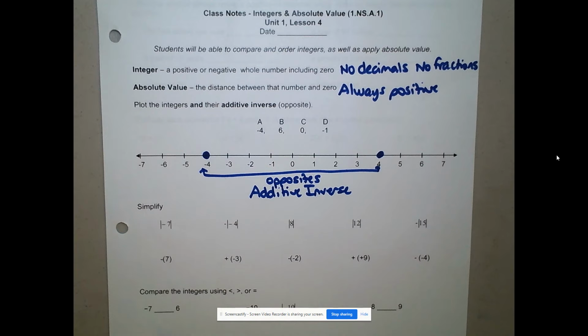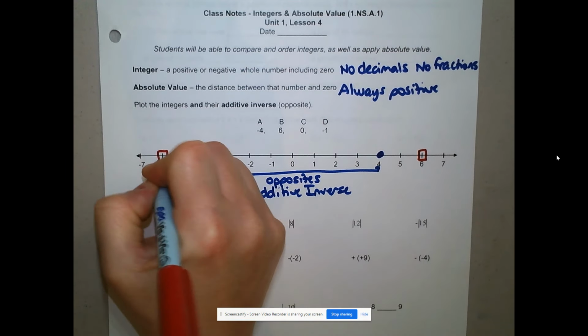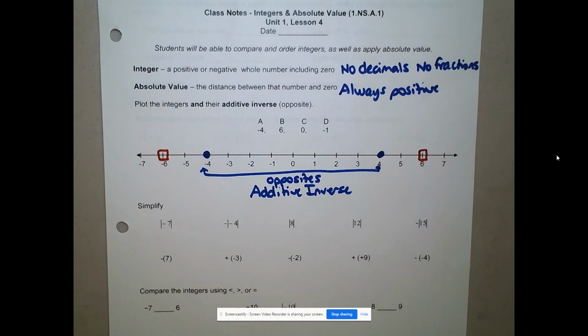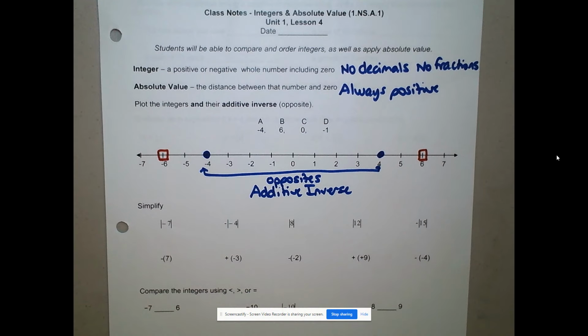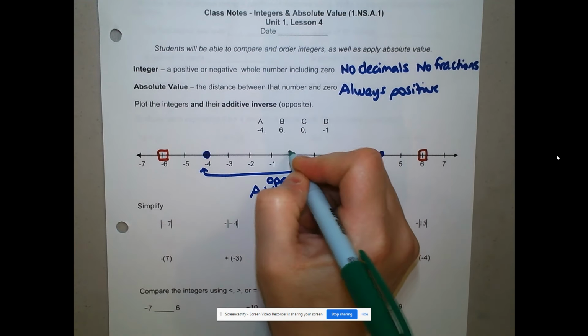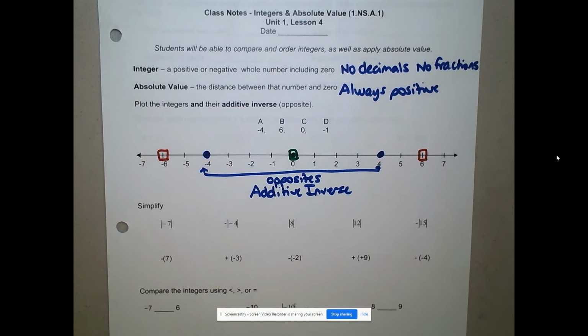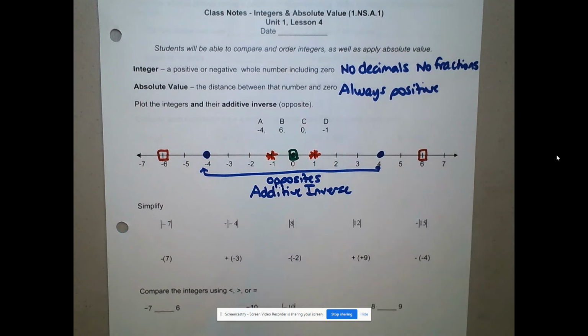The next one on there, B, the number 6. So if you have 6, the additive inverse of 6 is -6. The next number on there, C, is 0. And 0 is its own additive inverse. It doesn't have an opposite. Good for that one. Yay, 0. And last but not least on the list was D, -1. So if we have -1, the additive inverse is +1.